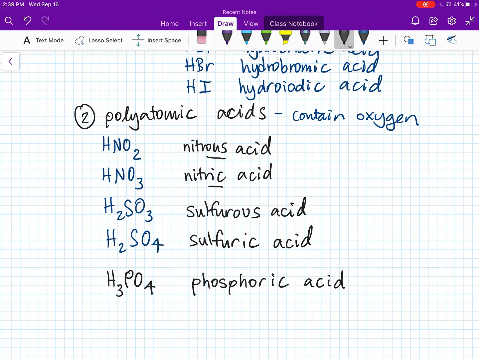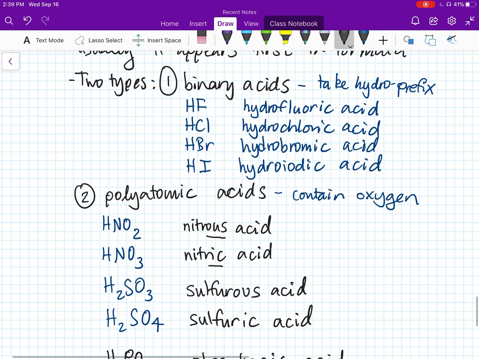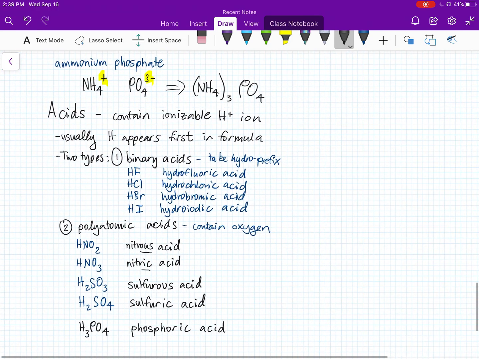So it's good to know those acids because they're special cases. Even though they're binary, they're named as acids with these special names that you have to know. So that concludes our discussion of naming ionic compounds.